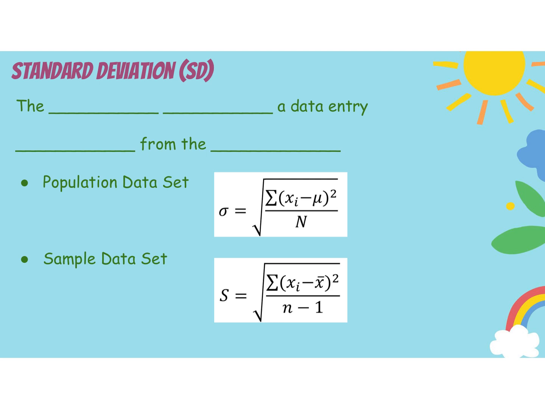Standard deviation is the average distance a data entry is from the mean. So it's taking into account the deviation for each data entry and finding that average. So they have somewhat complicated formulas.